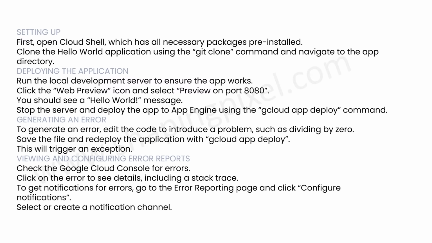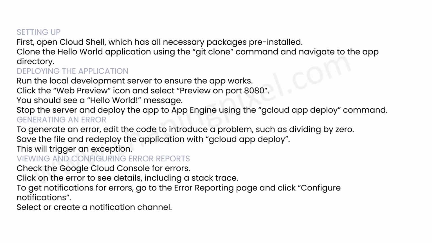Let's explore how to get error information from your applications using Google Cloud's error reporting service. We will use Google's Hello World application in App Engine to demonstrate. First, open Cloud Shell, which has all necessary packages pre-installed. Clone the Hello World application using the git clone command and navigate to the app directory.